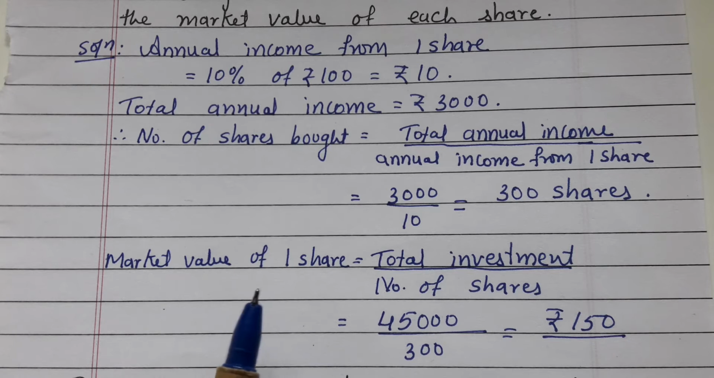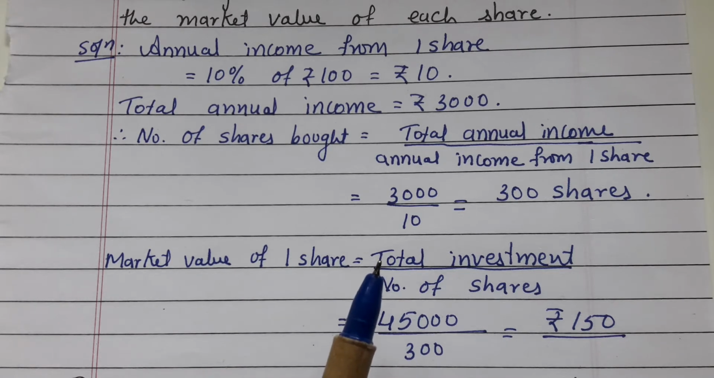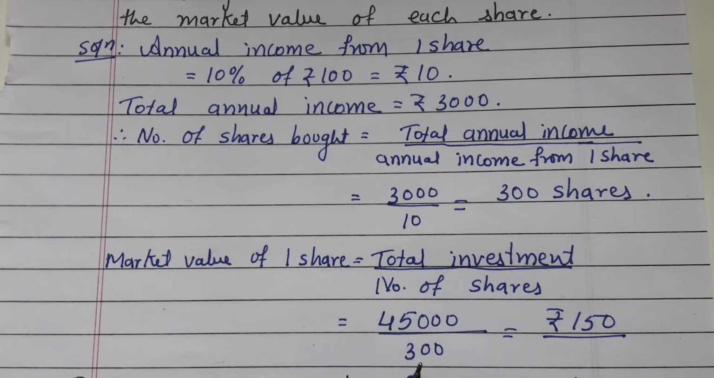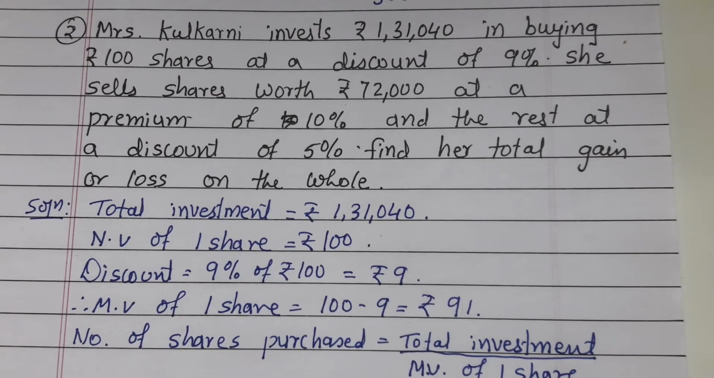Market value of one share is equal to total investment upon number of shares. That is equal to 45,000 upon 300 equals rupees 150. Sum number 2. Mrs. Kulkarni invests rupees 1,31,040 in buying rupee 100 shares at a discount of 9%.